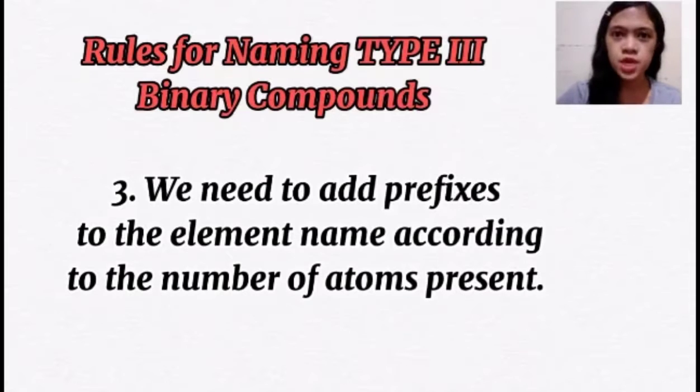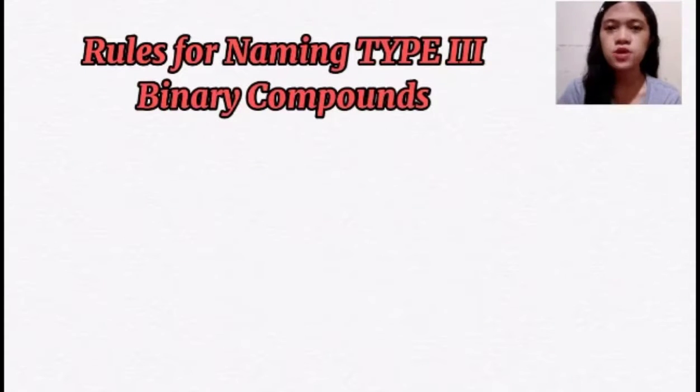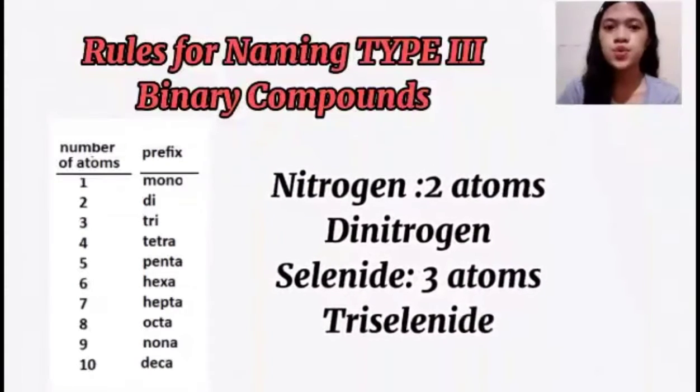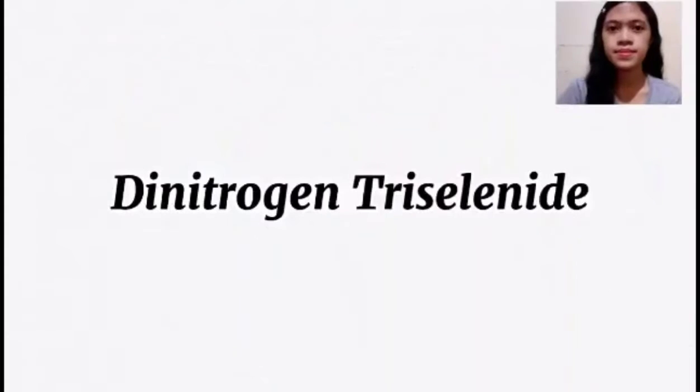We need to add prefixes to the elements' names based on the number of atoms present. So nitrogen has 2 atoms and selenide has 3 atoms. We are going to use a table to know which prefix to use. Nitrogen has 2 atoms, so it will become dinitrogen. And selenide has 3 atoms, so it will become triselenide: dinitrogen triselenide.